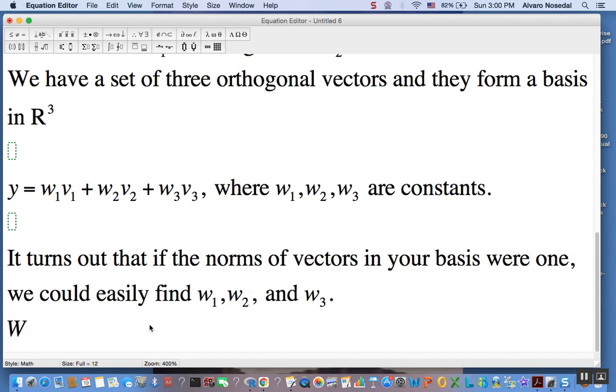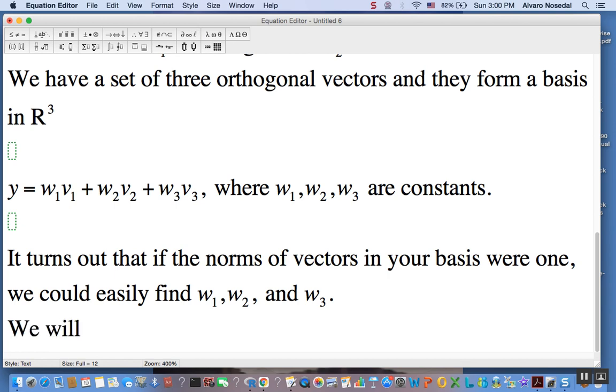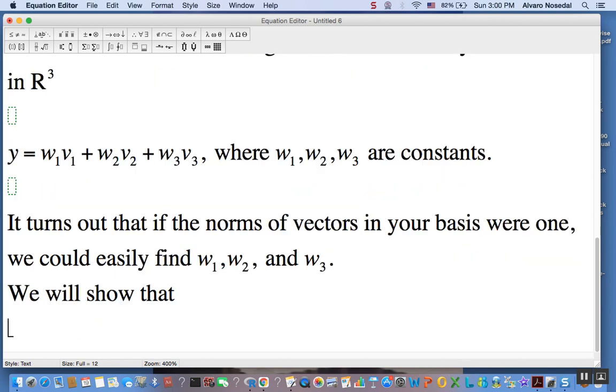Let me say this, we will show that wi, as in a generic weight, is going to be the inner product between y and ui. Again, we're going to be using this as a notation for the Euclidean inner product between y and ui in this case.